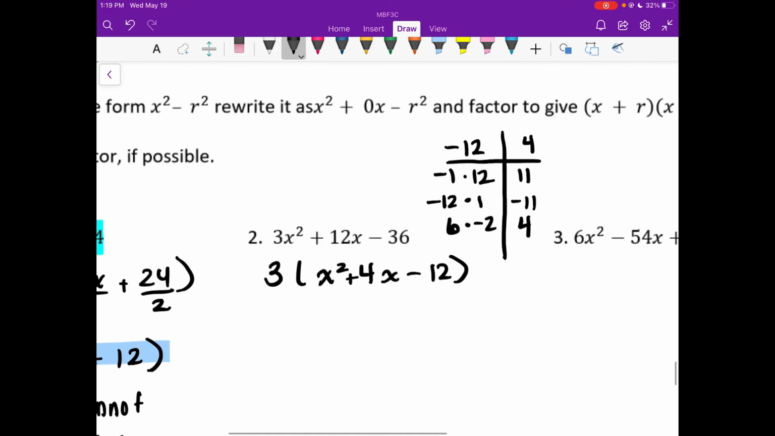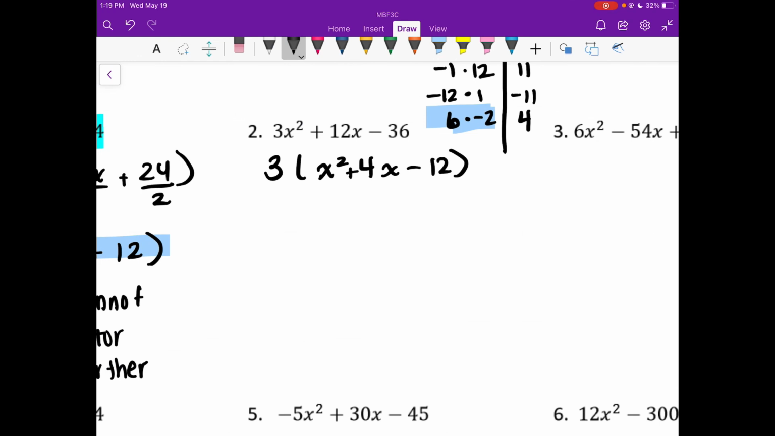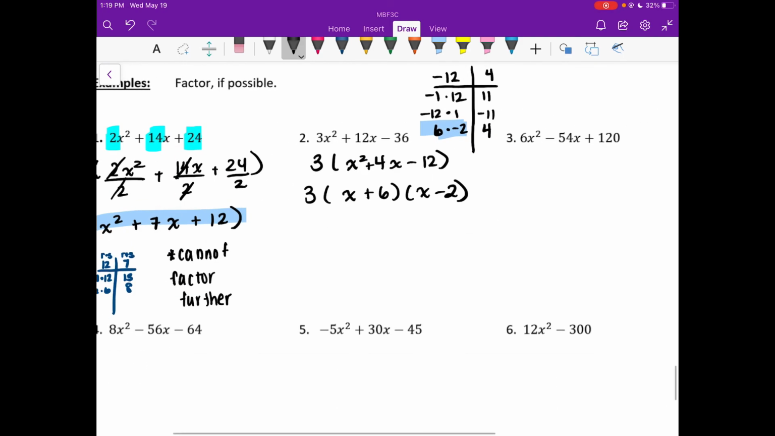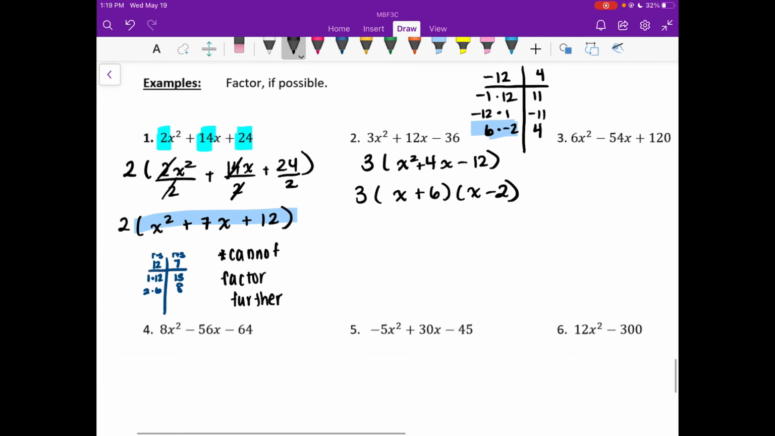So I know that my numbers must be 6 and negative 2. So I'm left with 3 times x plus 6 times x minus 2, and that's my final answer. So you try and do 3, 4, 5, and 6 by yourself. Pause the video, go through it, try to do them by yourself. Naturally, I will take them up.